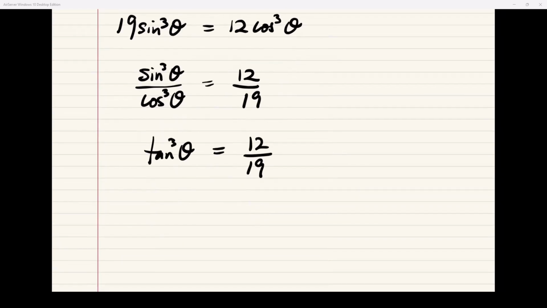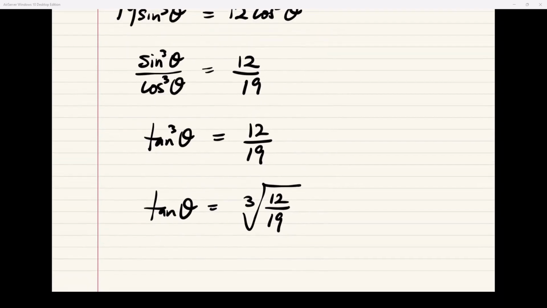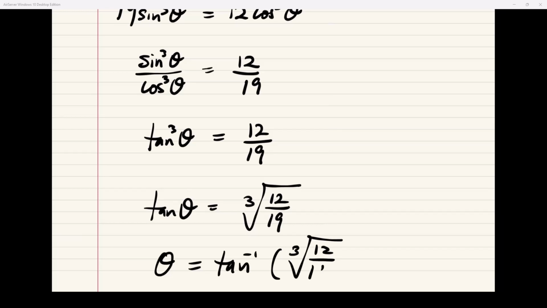And that means we could take a cube root of both sides to isolate tangent. So the tangent of theta would have to be the cube root of 12 over 19. And then knowing that the angle is something between 0 and 90 degrees, I could just go right to the tan inverse on the calculator and find the angle that satisfies this. So we end up with theta is tan inverse of the cube root of 12 over 19.